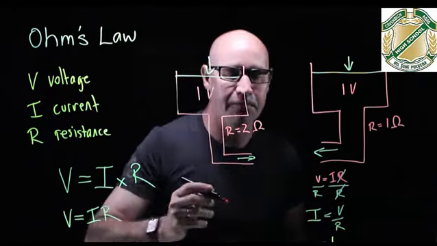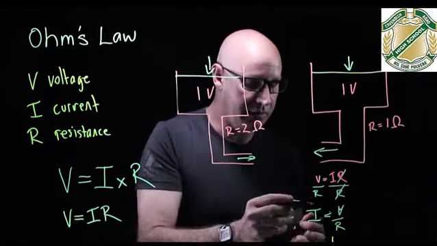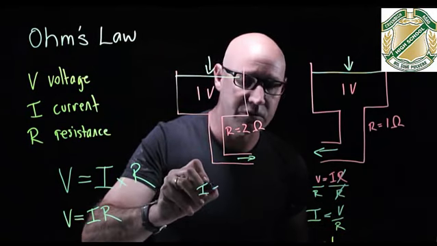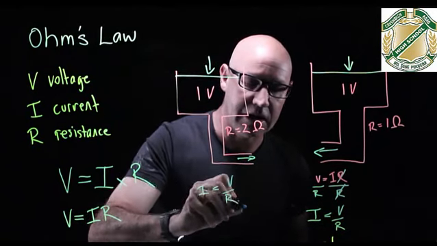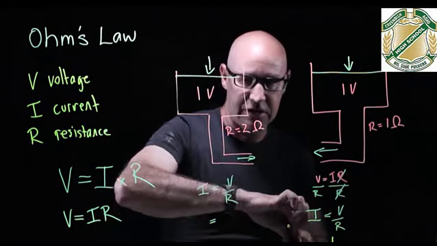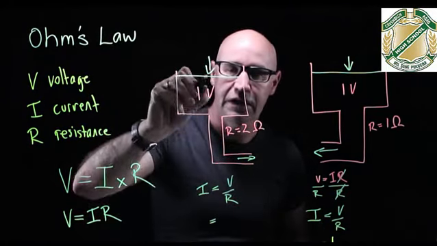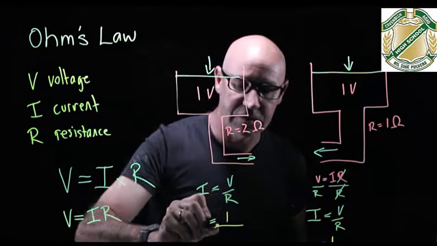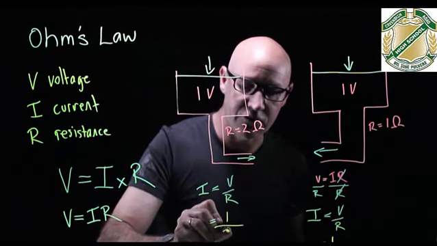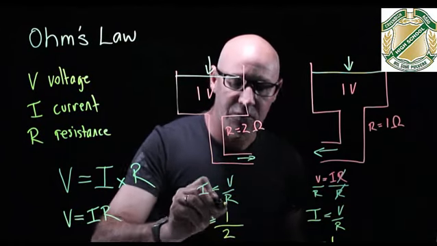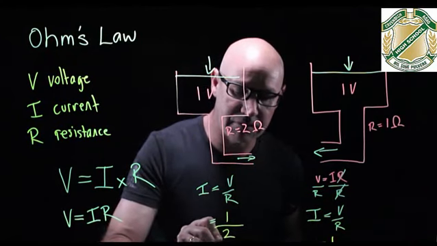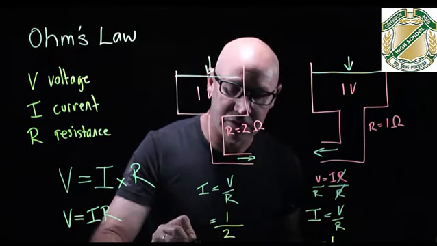Again, we've got that same formula, V equals IR, and we'll just save that step and go straight to I equals V divided by R. And let's plug in that data. So we've got V is 1 again, divided by, this time our resistance is 2 ohms. So 1 divided by 2 of course is half. So our current is 0.5 amps.